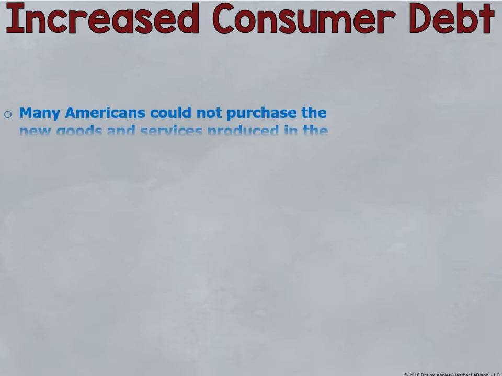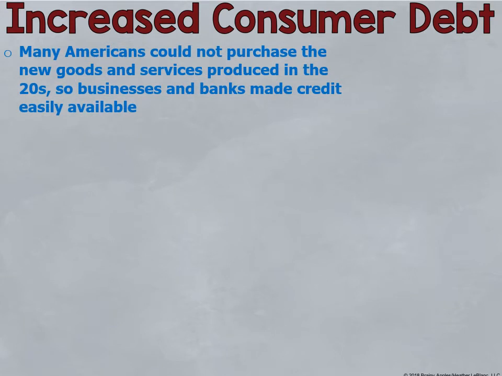All right, consumer debt. So consumers are the people who buy goods or services, and debt is money that you owe to somebody. So many Americans were purchasing new goods, and banks were making credit available. So this is the first time we're going to see formal lines of credit through banks and not through underground groups.